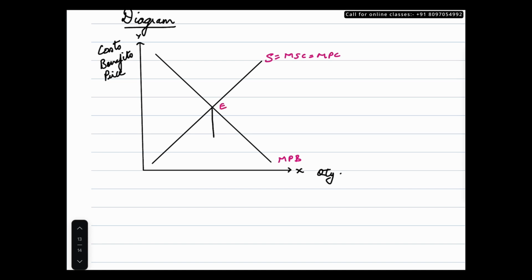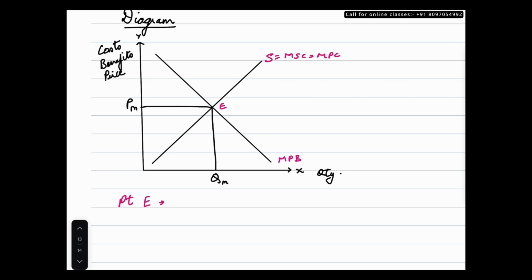Let me bring down the price and quantity coordinates. So, this is the price determined by the market and quantity determined by the market. Now, what is happening at point E? So, I'll write it over here below the diagram. So, at point E, what is happening?